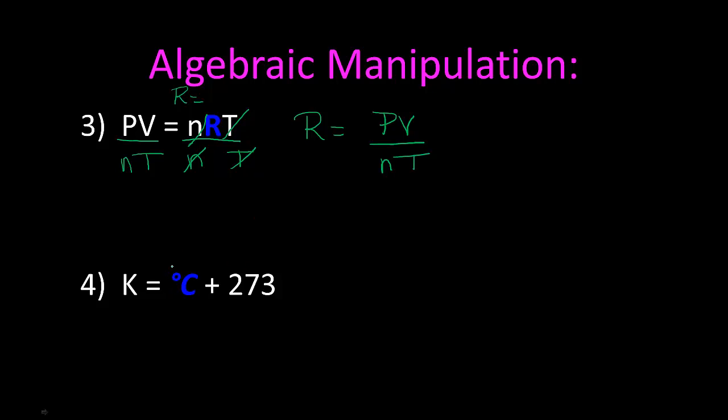Number 4, we need to solve for C. So we're going to look at what's next to it, and it's a plus 273. So we need to do the opposite of addition, which is subtraction. We need to subtract 273 from each side. Now when we do that, 273 minus 273 is 0. C plus 0 is C. So C equals K minus 273.